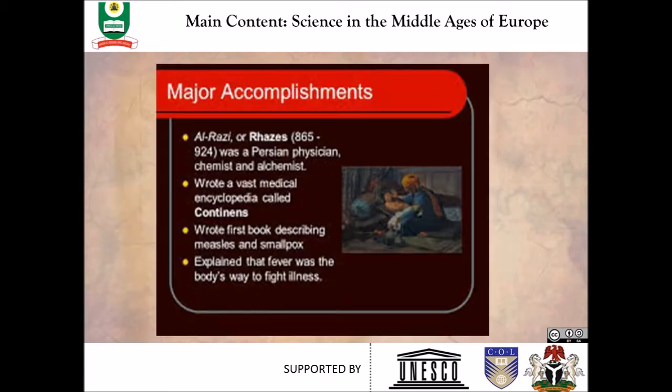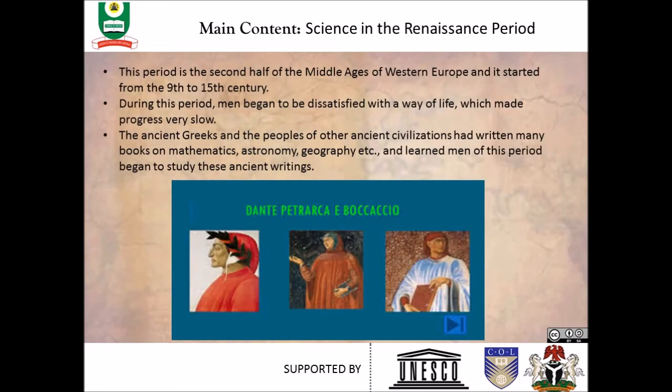Now, science in the Renaissance period. This period is the second half of the Middle Ages of Western Europe, and it started from the 9th to the 15th century. During this period, men began to be dissatisfied with a way of life which made progress very slow. People felt that changes in ideas, in beliefs, and in ways of thought were necessary.